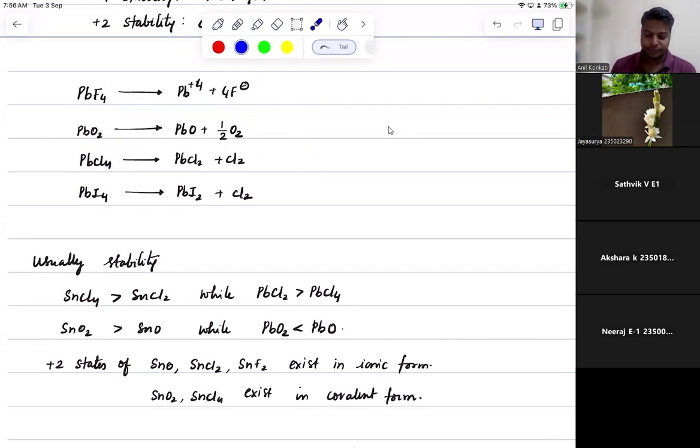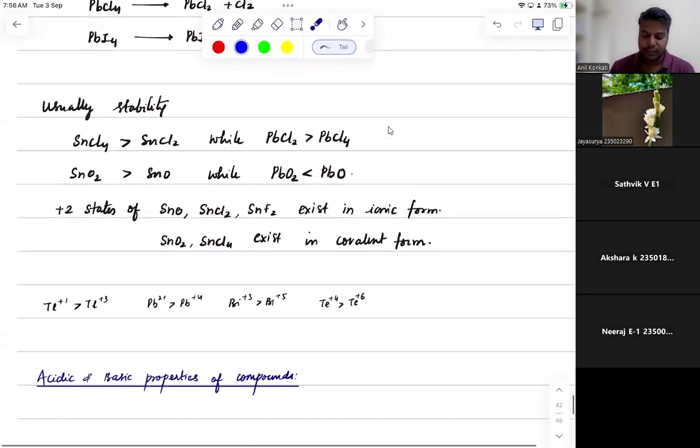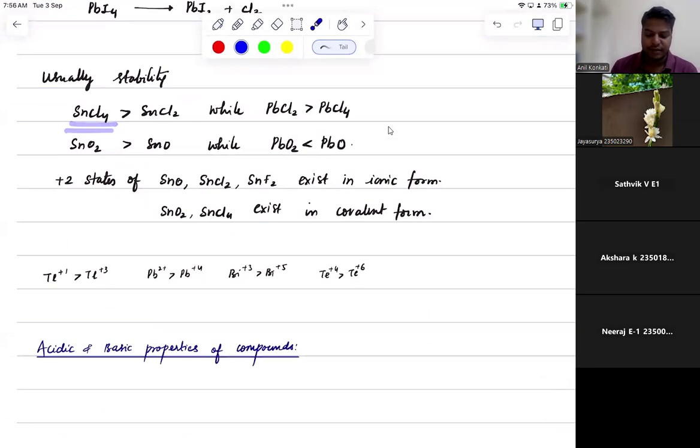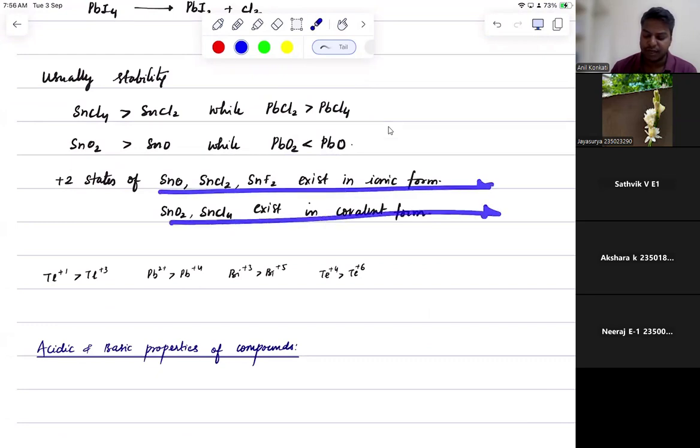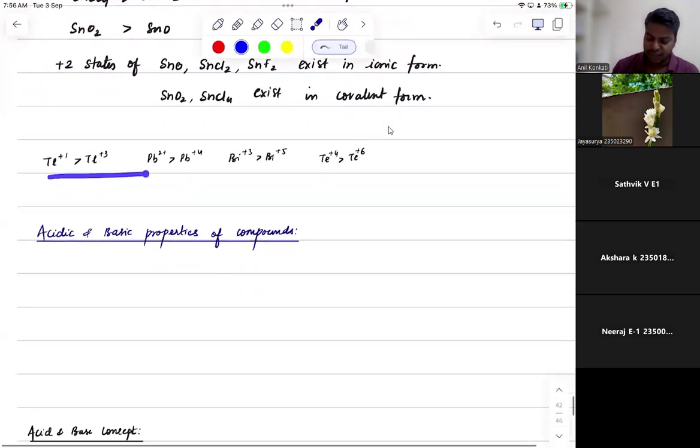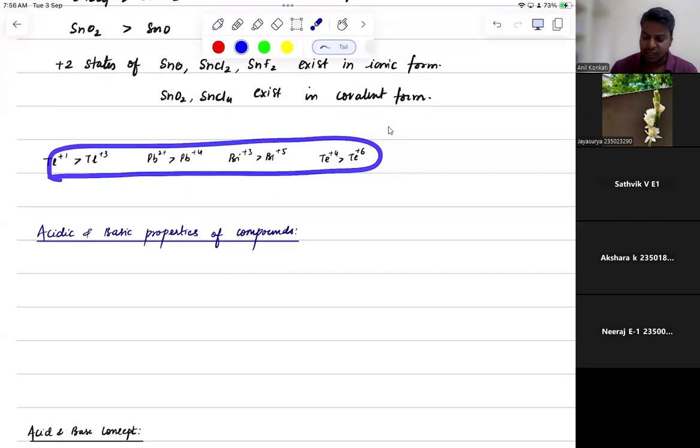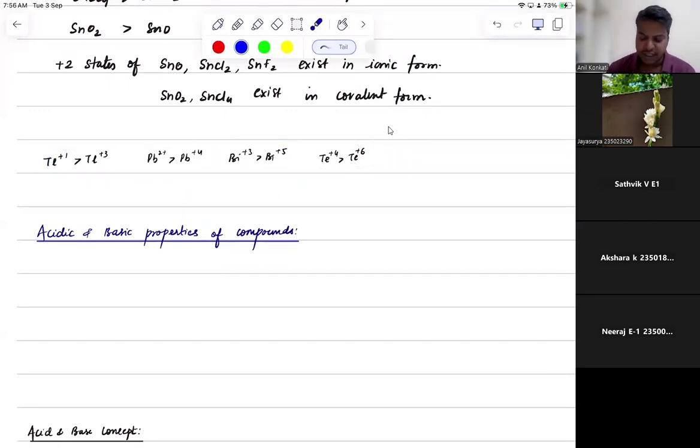Okay, next. Usually, if you notice, SnCl4 is greater than SnCl2 in stability, but when it comes to lead, +2 is more stable. Similarly, tin is more stable in +4, lead is more stable in +2. So these are the ones which exist in ionic form, and these are the ones which exist in covalent form when it comes to SnO. Got it? Now notice this one. This is the case you need to understand, how the thallium +1 is greater than that and so on.